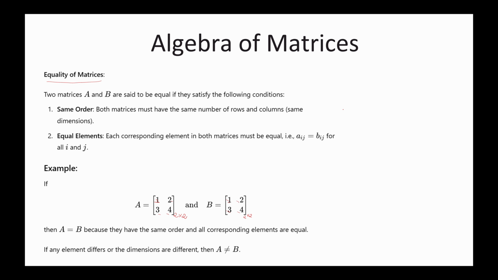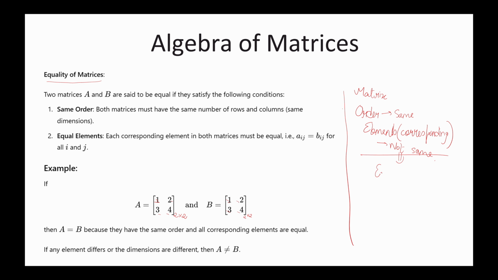Now what might happen sometimes is, for a matrix, you might have the order is same, however the elements are not same, corresponding elements are not same. Then what do we call such type of matrix? Such matrices are known as our equivalent matrix. So you must remember this as well. You must understand the difference. Equivalent matrix is where the order is same but the elements aren't.